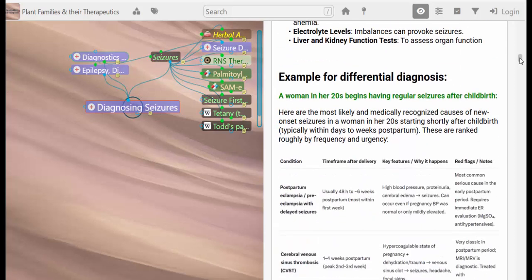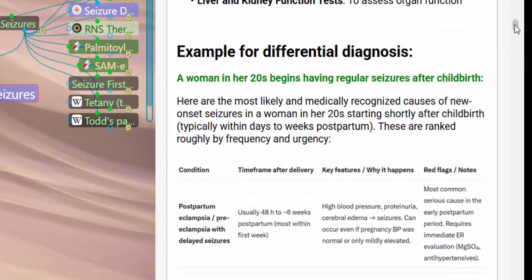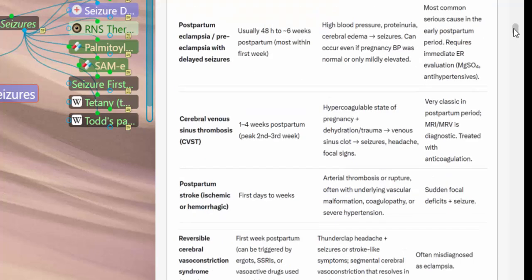Differential diagnosis is really important. Here's an example of a case where there's a woman in her 20s who gives childbirth, and shortly after, she starts having seizures for the first time. What could cause that? Here are various conditions that could cause seizures after childbirth.